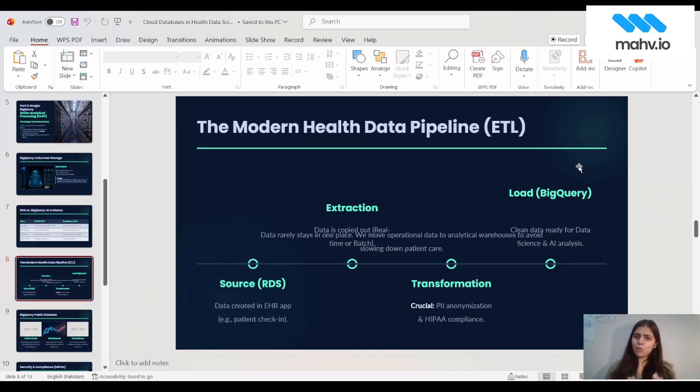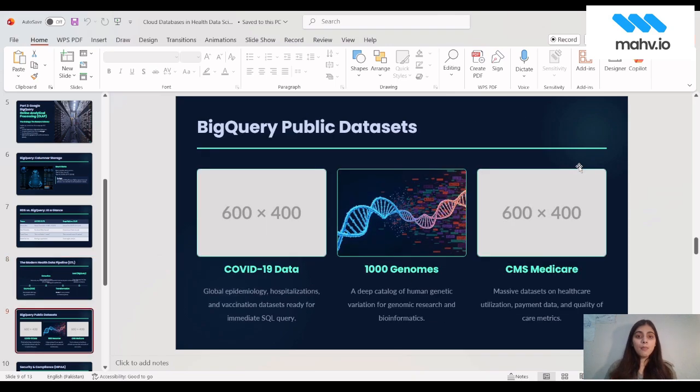But one thing to remember is that you never analyze raw patient data. You're always going to transform it. Then you load it. In the loading, you're going to clean it, you're going to save it, and then you're going to make it ready for the research.